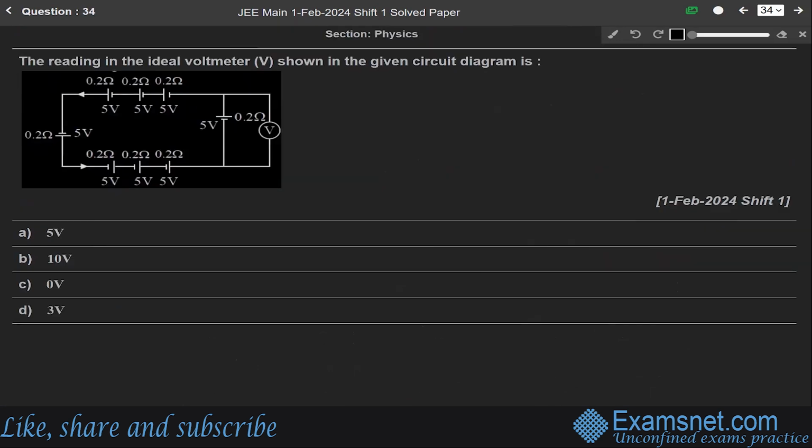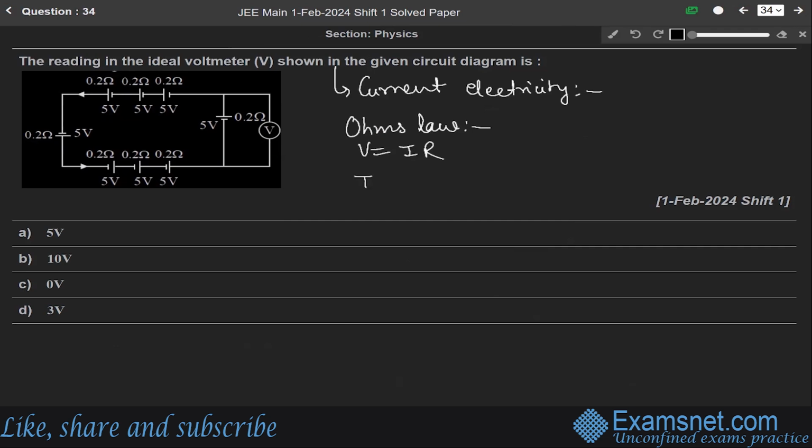Now next question. We have to find the reading of the ideal voltmeter V shown in the given circuit diagram. This question is from the chapter of current electricity. At first we will find the value of the current flowing in this circuit. Using Ohm's law, V equals IR, so current I will be equal to V over R.